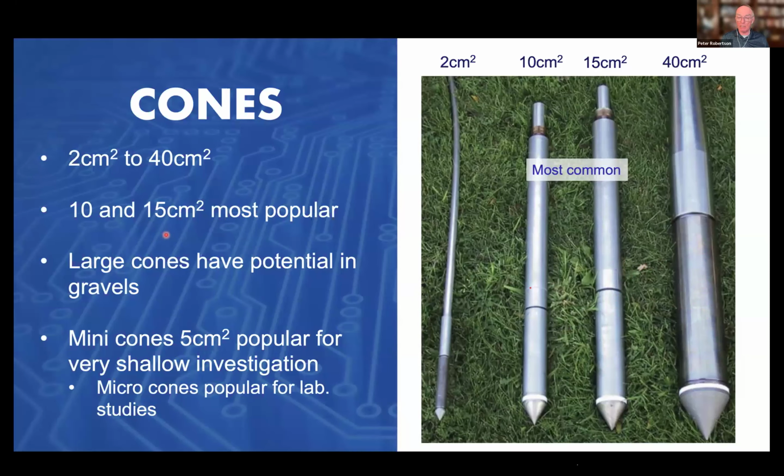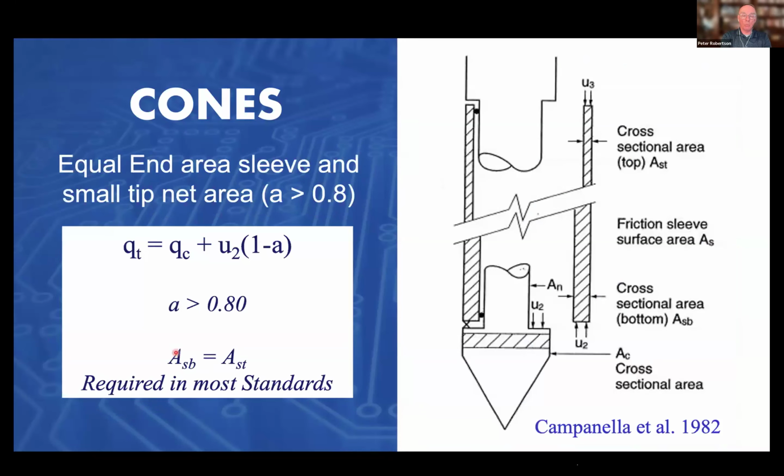They're accepted by nearly all the international standards. So it's not just the 10, the 15 square centimeter is also accepted as a standardized cone. And the mini cones are popular either for laboratory work or for very shallow investigations, such as is sometimes used in the offshore industry. So in general, 10 and 15 square centimeter cones, but the trend is moving towards 15 square centimeter cones.